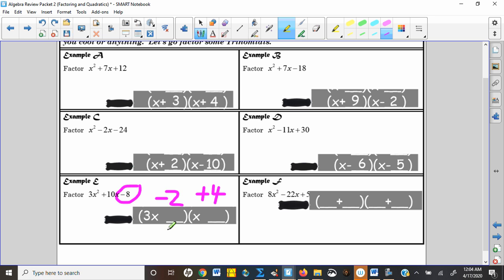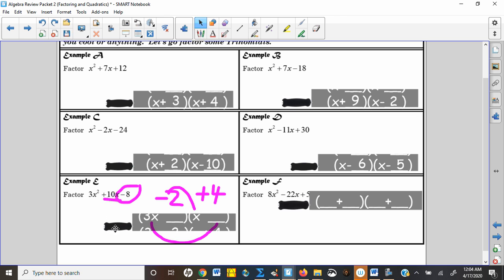But if I FOIL 3x times positive 4 is 12x, and negative 2 times x is negative 2x, and 12x minus 2x gives me that positive 10x. So the more of these you do, the better you get at them, okay?